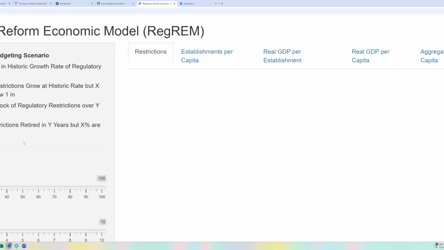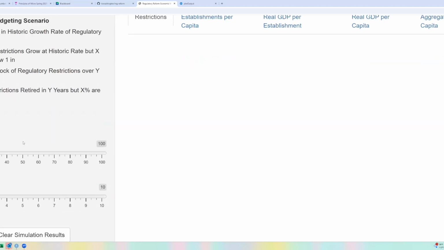And so for this one, it's an X% reduction in the stock of regulatory restriction over Y years. So I've got this set out to 10 years. 10's kind of arbitrary, but it is what CBO uses for its budgetary analyses, right? And then again, here the X% reduction is set to 0. So that's as close to a status quo as I've got.